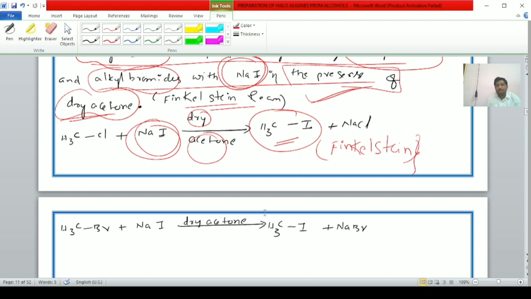With this, the preparation of haloalkanes is completed, student.